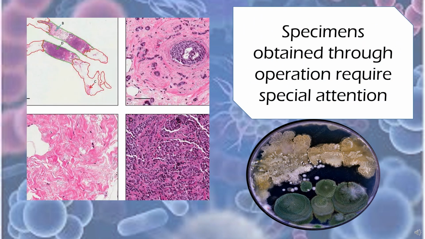Specimens obtained through operation require special attention. Enough tissue must be obtained for both histopathologic and microbiologic examination. Histopathologic examination is used to distinguish neoplastic from inflammatory lesions and acute from chronic inflammation. The type of inflammation present can guide the type of microbiologic examination performed. If, for example, granuloma is observed histopathologically, microbiologic examination should include cultures for mycobacteria and fungi.